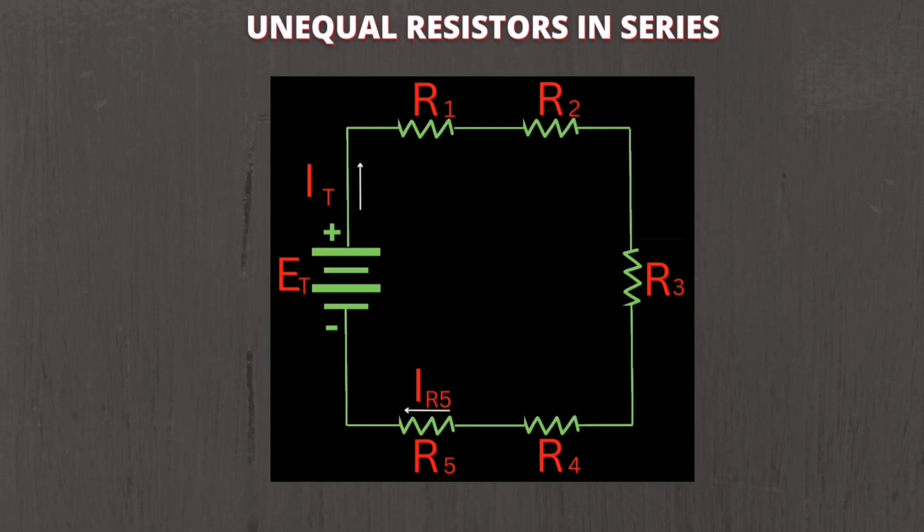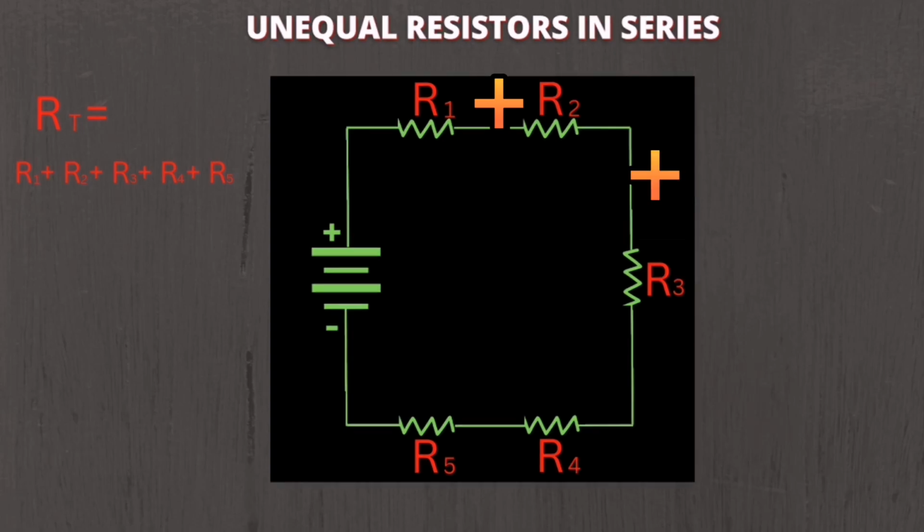Condition number 2 is that the total resistance of the circuit is equal to the sum of the individual resistances, meaning that R total is equal to R1 plus R2 plus R3 plus R4 plus R5.